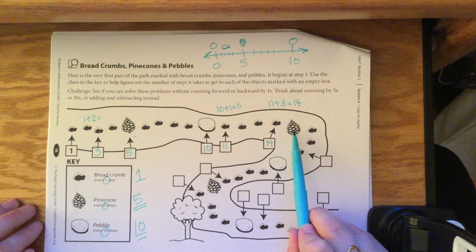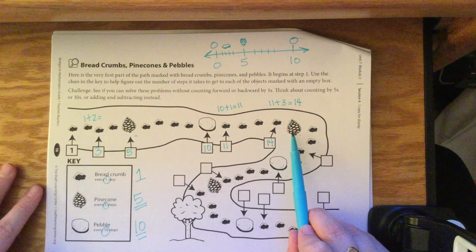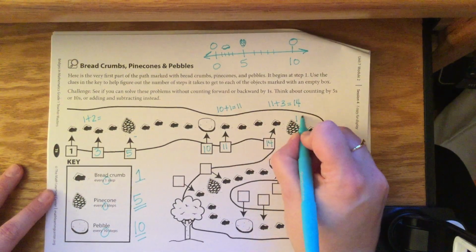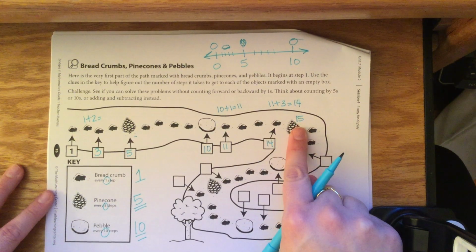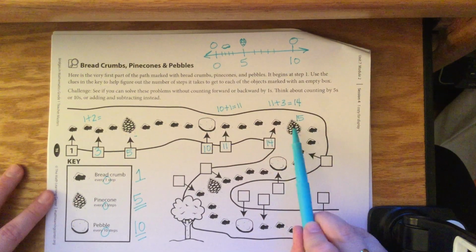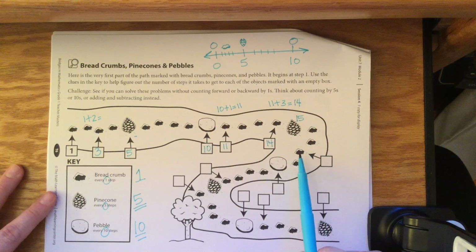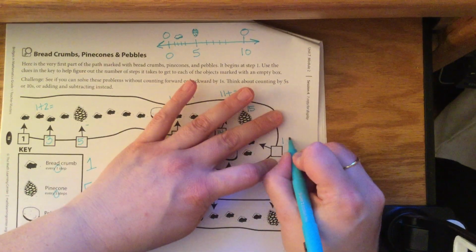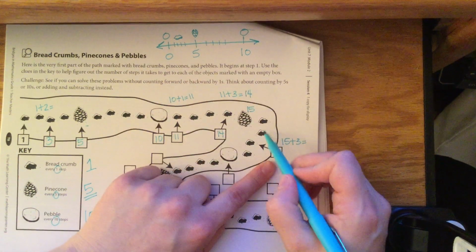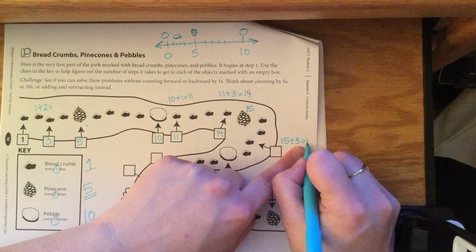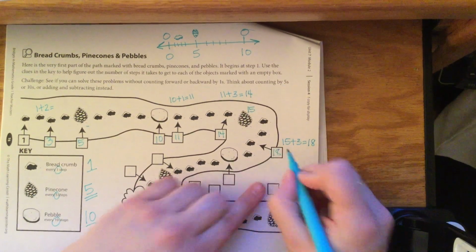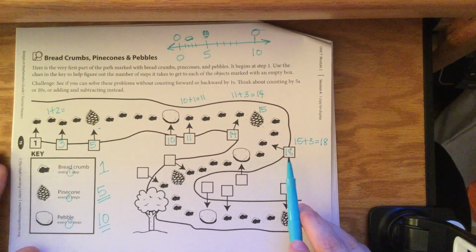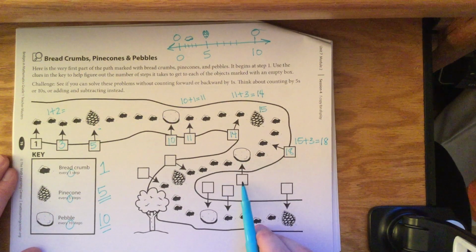We know that this pine cone is dropped every 5, right? So we have 14, 15. So we know that this has to be step number 15. Then we have 15 plus 3 more breadcrumbs, and we have to figure out what this one is. So we have 15 plus 1, 2, 3 more breadcrumbs is 18. Not 18 breadcrumbs, 18 steps. That's their 18th step. 18, and then we come to another pebble.